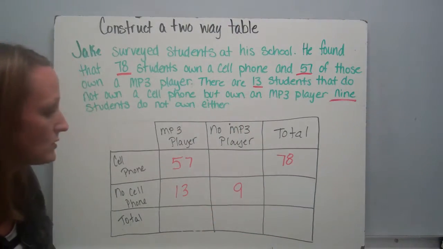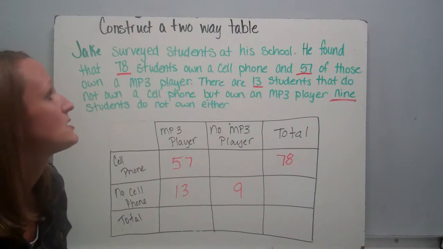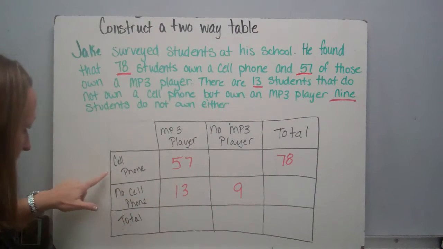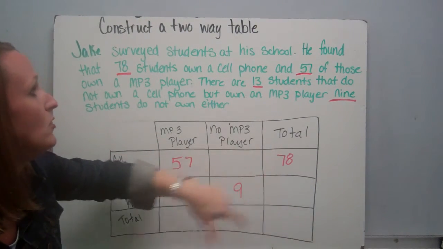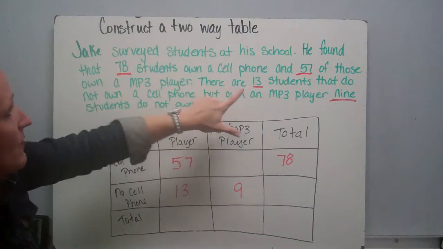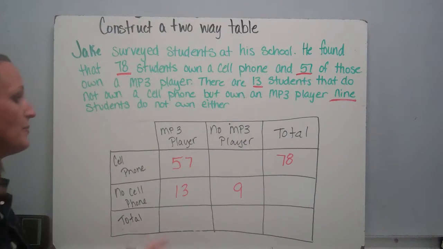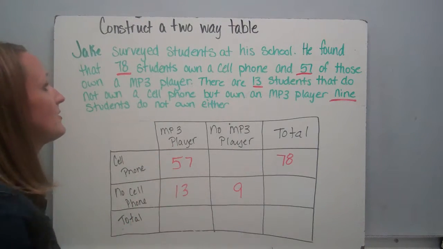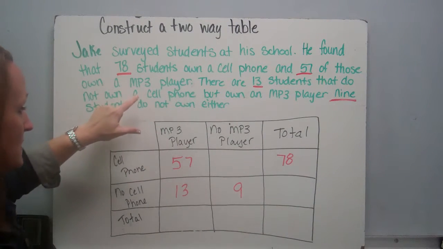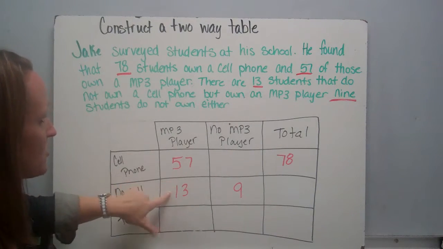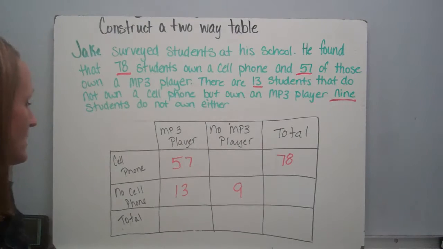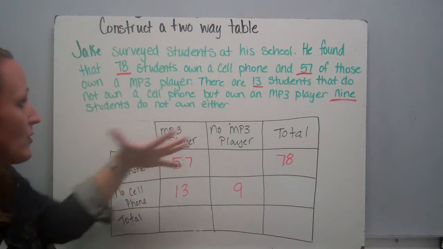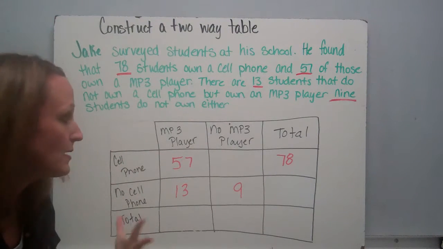Okay, so let's construct a two-way table. Jake surveyed students at his school. He found that 78 students own a cell phone, and you'll see I put that here in my total column because we've got cell phones and MP3 players. 78 total own a cell phone, and of those, 57 own an MP3 player. So I put 57 here in my column where I'm representing MP3 player and cell phone. There are 13 students that do not own a cell phone, but do own an MP3 player, so they go here. 9 students don't own either, so the 9 went here in the no cell phone and no MP3 player column. So now we want to construct the rest of this table.